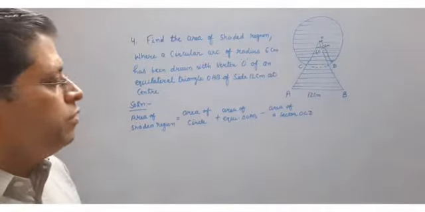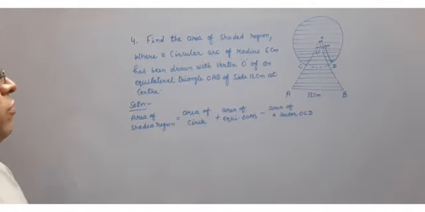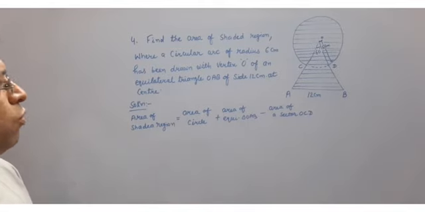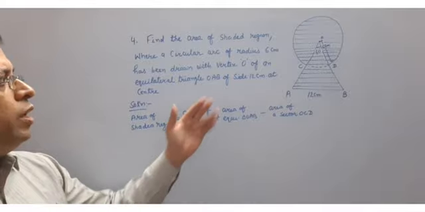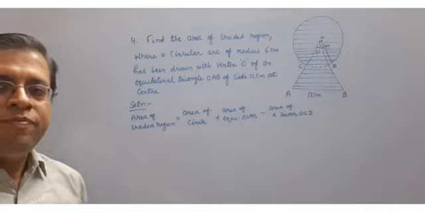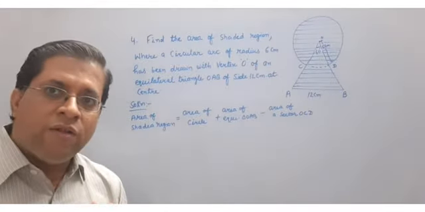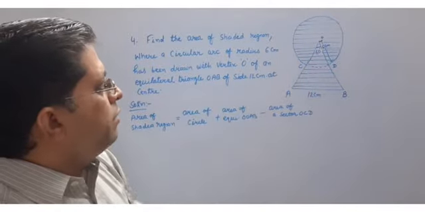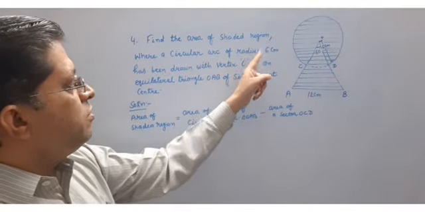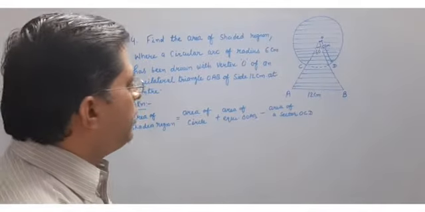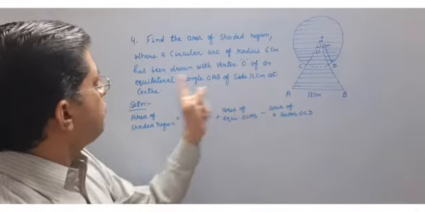The next question is, find the area of the shaded region where a circular arc of radius 6 centimeter has been drawn with vertex O of an equilateral triangle OAB of side 12 centimeter at the center. Okay, what is given in the figure, just you see. One circular region is there, and our radius is 6 centimeter. R is given to you, 6 centimeter.